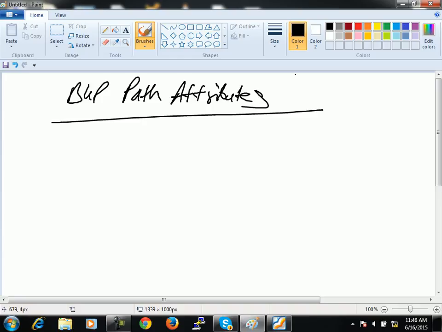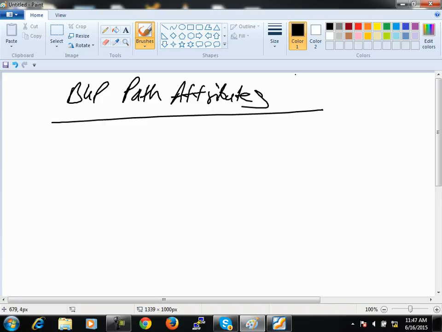BGP path attributes is the most important topic of BGP, and most of the questions related to BGP will be asked from BGP path attributes only. If someone is taking your interview, you will see that most of the questions will be asked from BGP path attributes only. So BGP path attributes are those criteria which are used by BGP to define its best path.